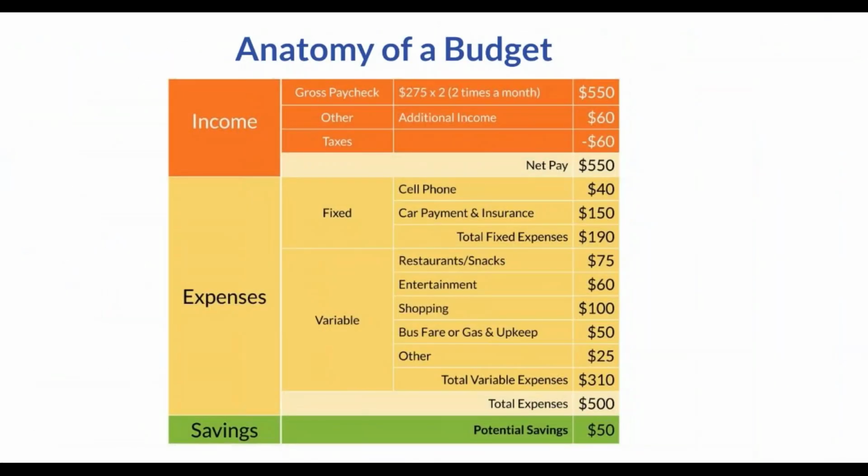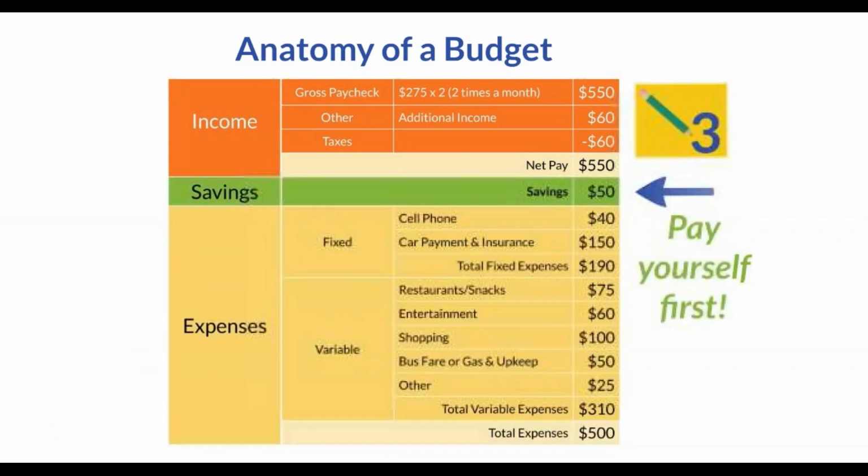And we show them the anatomy of a budget. So here you can see at the top, there's the income section, expenses, and then savings. And when you click and advance the slide, you're going to see that the savings moves up to the top. So it goes income, savings, expenses. And also this pay yourself first graphic appears.